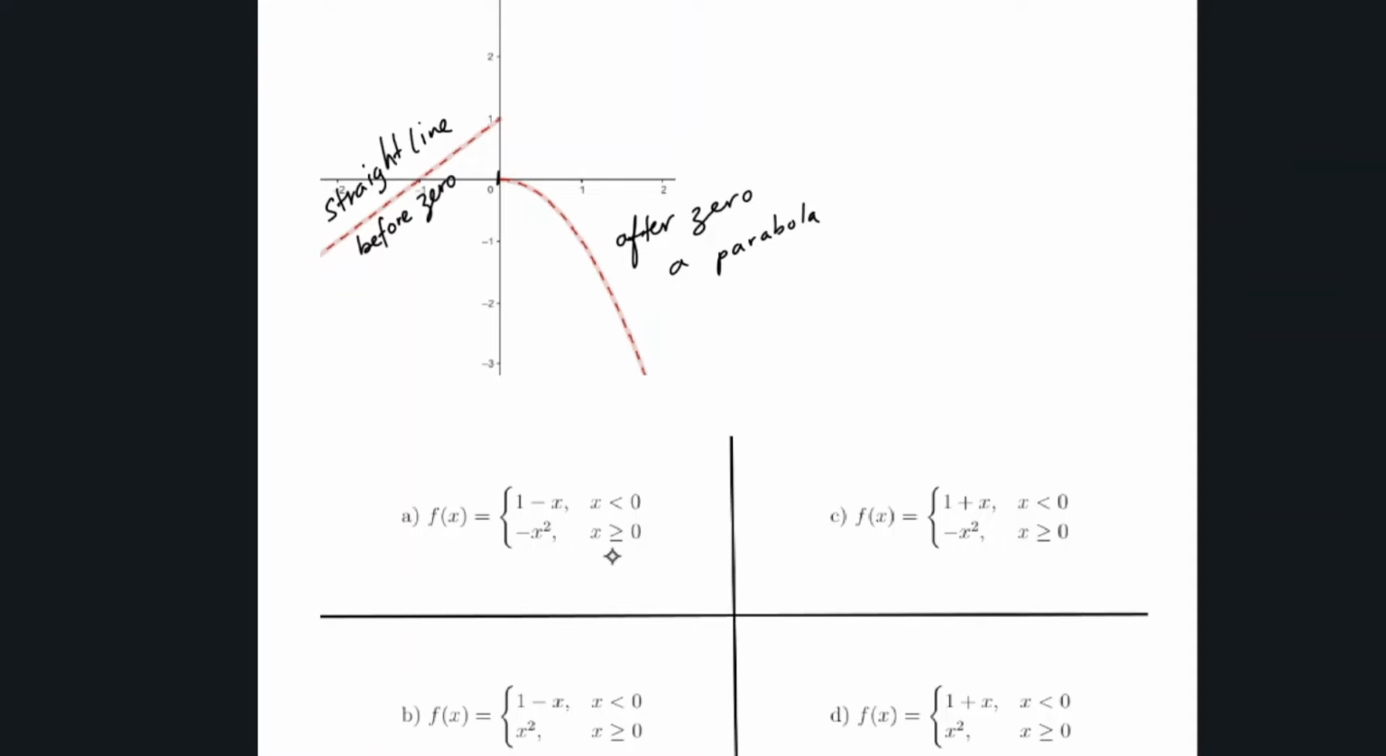Now, if you glance, all of the answer choices have the same inequalities: less than, greater than or equal to, less than, greater than or equal to. So at this point, the inequality of the piecewise function is not going to help me determine it. I need to be looking at the functions themselves.